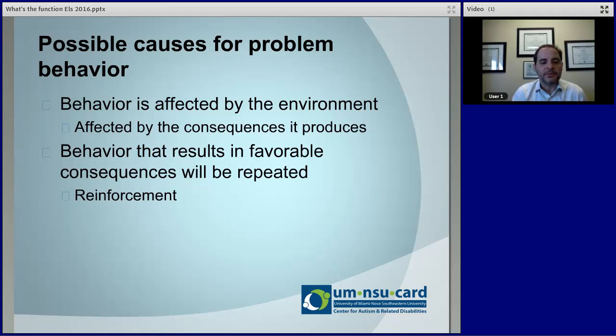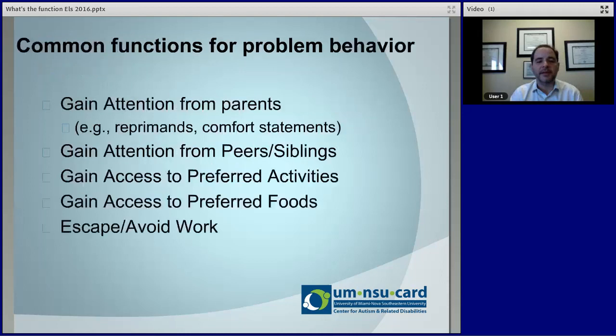And so, like I said here, a behavior that results in favorable consequences will be repeated, and that concept we call reinforcement. And ideally, if behavior results in less favorable consequences, then we can imagine that that behavior will probably not be repeated in the future. And so that's the concept that we're going to be working off of here going forward.